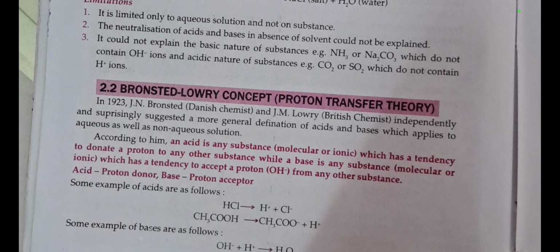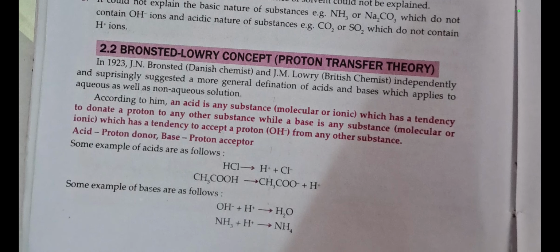Next we'll see the statement of the Bronsted-Lowry concept. Here an acid is a substance which donates a proton, that means it has a tendency to donate a proton to any other substance, while a base is any substance, molecular or ionic, which has a tendency to accept a proton from any other substance. For example, hydrochloric acid and acetic acid. Here, hydrochloric acid dissociates into hydrogen ion, which donates a proton, and acetic acid gives CH3COO minus plus a proton.